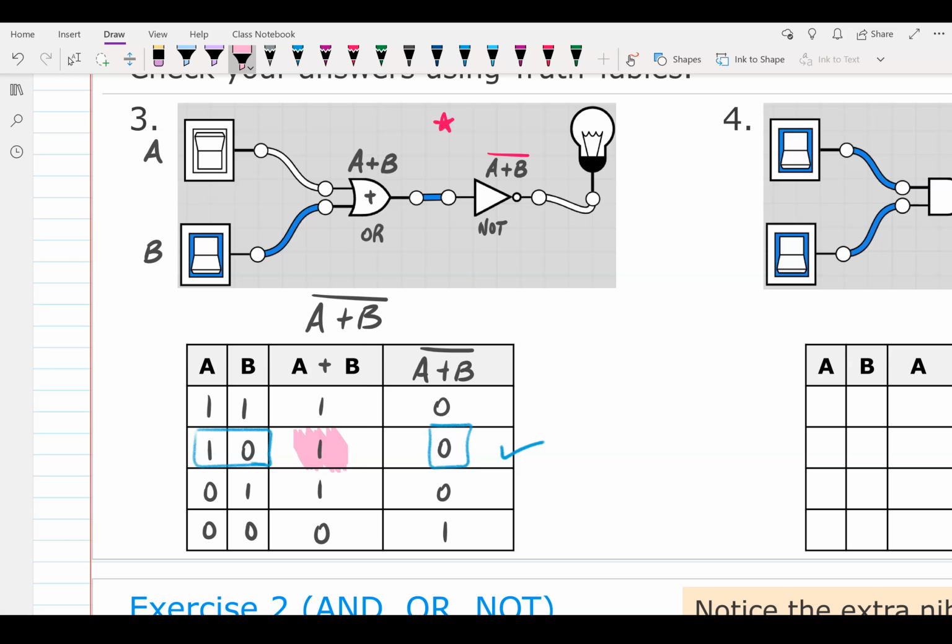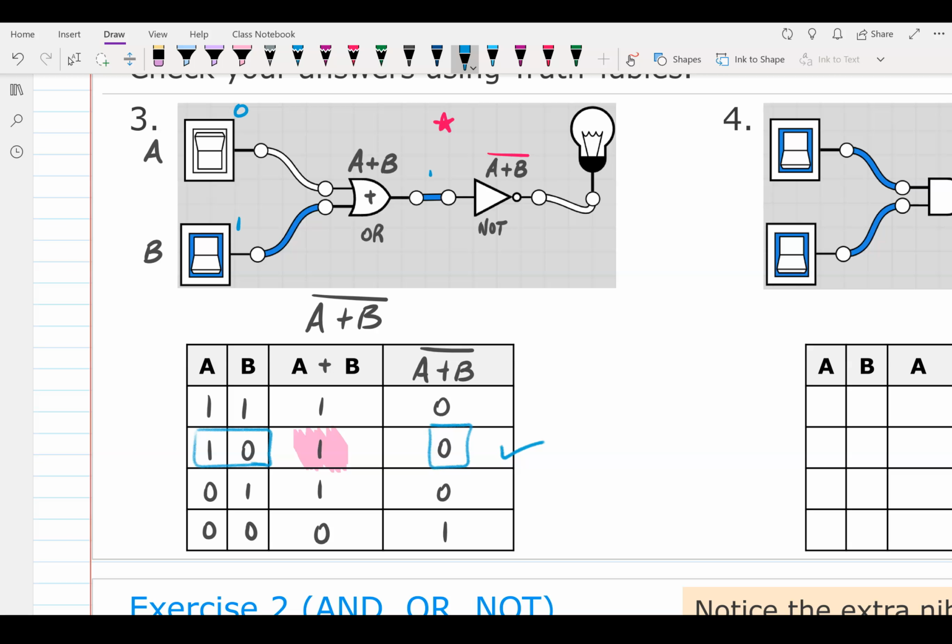Well, it's represented by this wire right here. That wire looks like it has current flowing through it. Or if it was water, it has water flowing through it. That gate is open, or in other words, it's on. It's a 1.